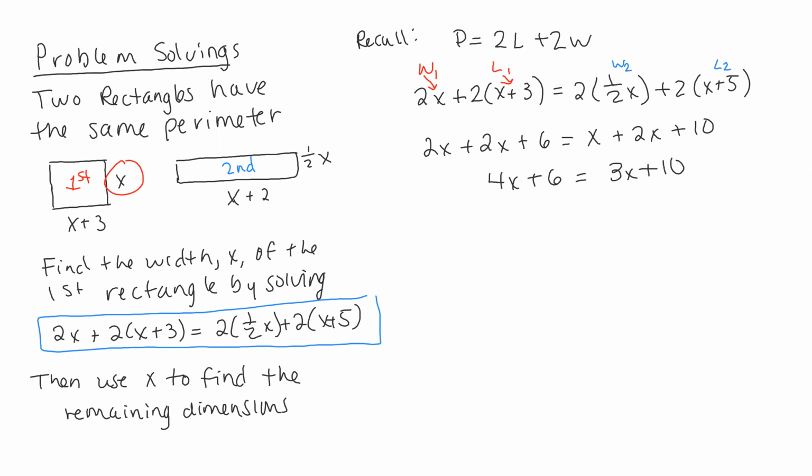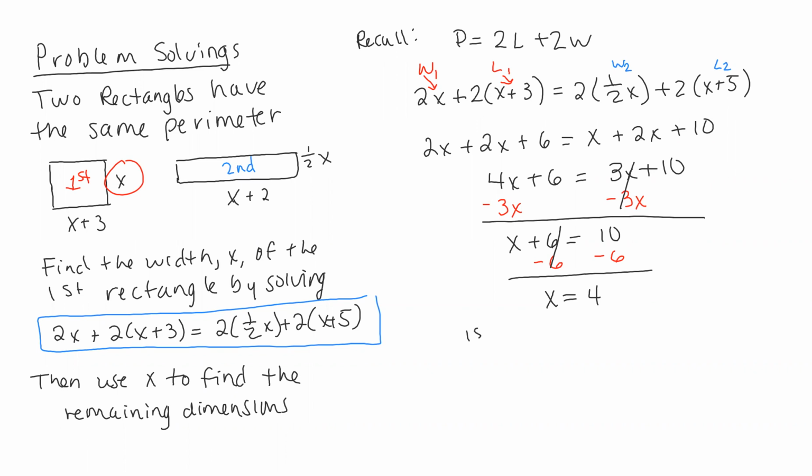I want to get all of my variables on the left, so I'm going to focus on this 3x. I'm going to subtract it from both sides. 4x minus 3x is just 1x. So I get 1x plus 6 equals, well, the 3x's canceled to become 0. 0 plus 10 is 10. Now I need to get all of my constants on the other side, so I'm going to focus on the 6. I'm going to subtract it from both sides. 6 is canceled, so I get x equals 4. So for the first rectangle, we have that x equals 4. That's the width. And we have x plus 3, or 4 plus 3 equals 7 for the length.